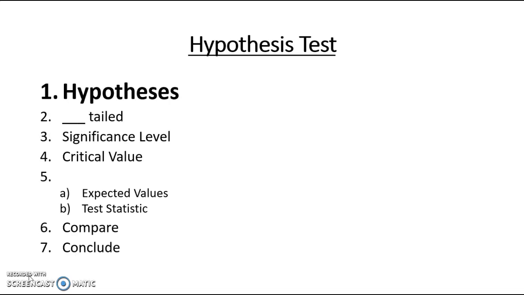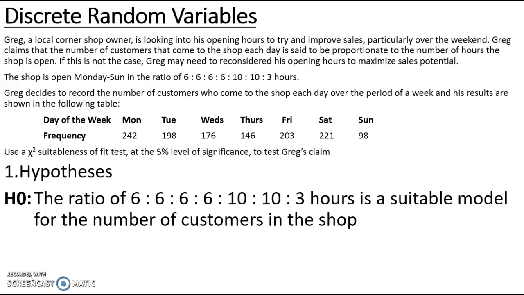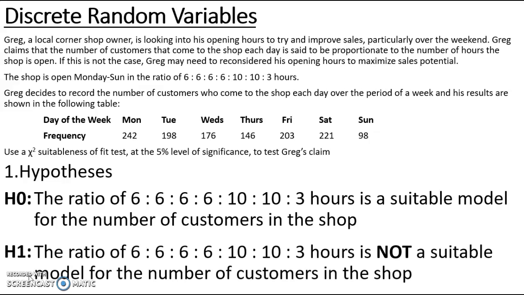So to start with, we need our hypotheses. Our H0 is always going to be that the suggested model is suitable. So in this case, our suggested model is a ratio, and we're going to say that that ratio is a suitable model for the number of customers in the shop. Our H1 is then the opposite of that: that ratio is not a suitable model for the number of customers in the shop.